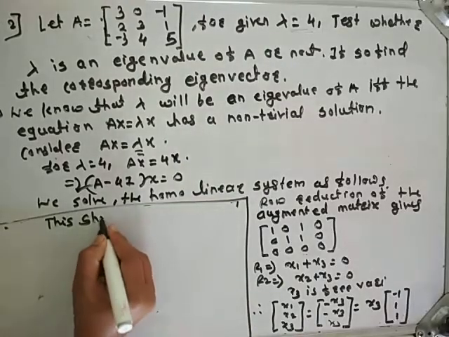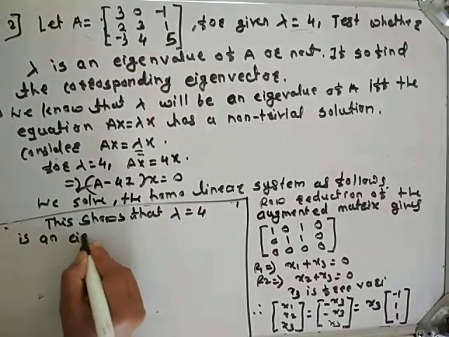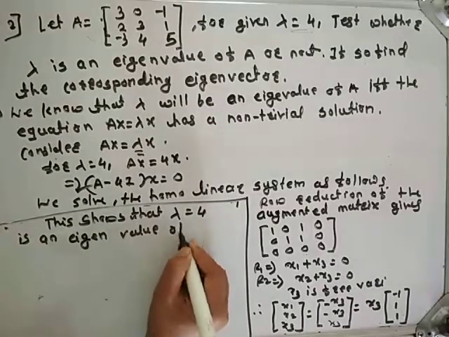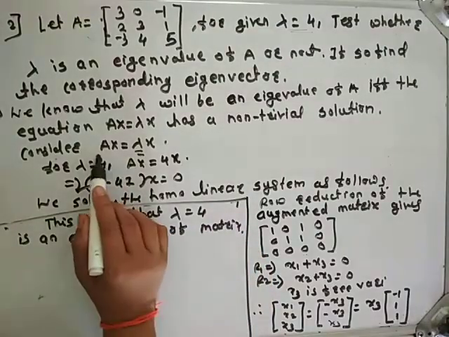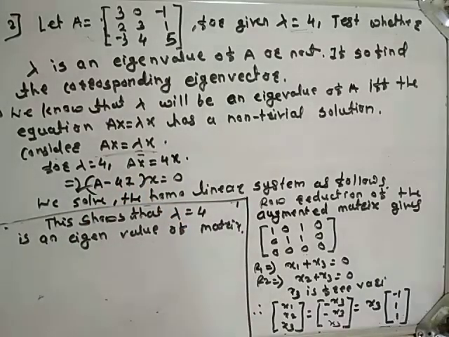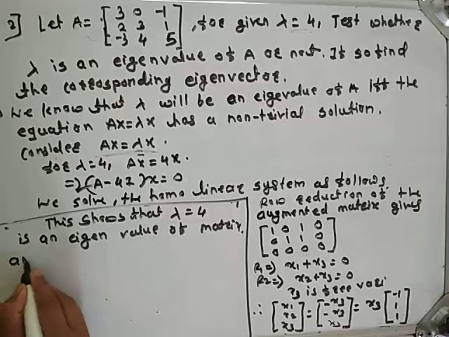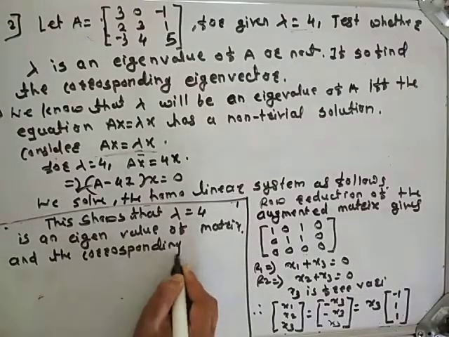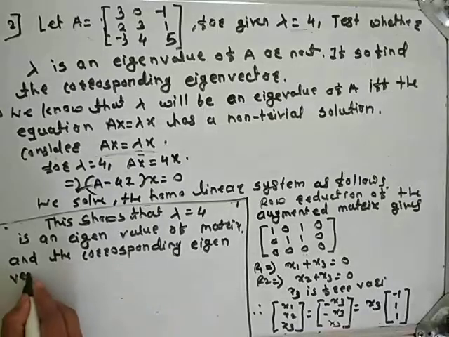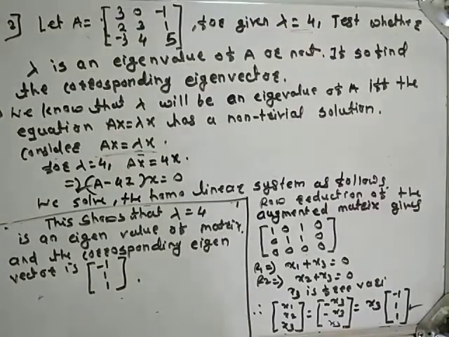This shows that lambda equal to 4 is an eigenvalue of matrix A, because this equation has a non-trivial solution when lambda is equal to 4, and the corresponding eigenvector is minus 1, minus 1, 1. Okay.